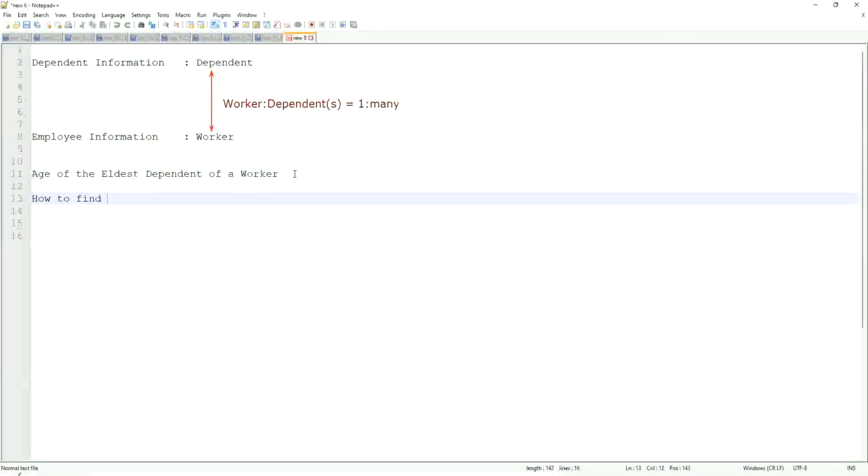If I say how to find the eldest dependent, first of all, we will find it on the basis of the age of the dependent. Correct. And then if I'm going to find the eldest, then what can I do? Can I sort it in some manner and then take one? Let's say you have the age like 10, 15, and 42.